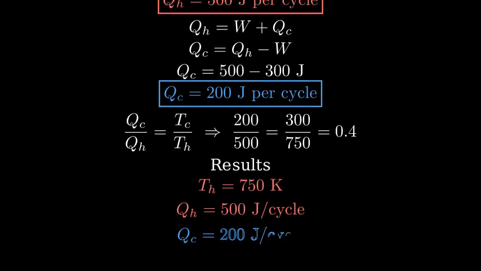Summary of results. T sub H equals 750 Kelvin. Q sub H equals 500 joules per cycle. Q sub C equals 200 joules per cycle.